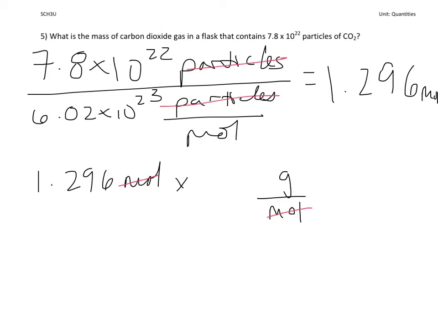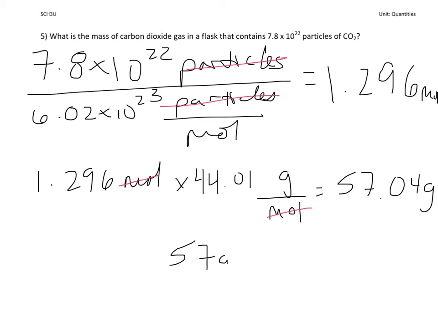Carbon dioxide would be 12.01 plus 32 to get 44.01 times 1.296 equals, I get 57.04 grams. Now I have to look back. I have 2 significant digits, so I can round that now to just 57 grams. So the mass is 57 grams. Yippee. Okay.